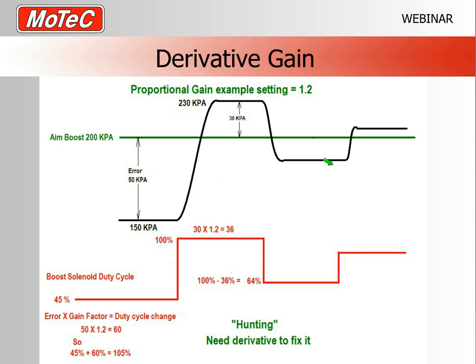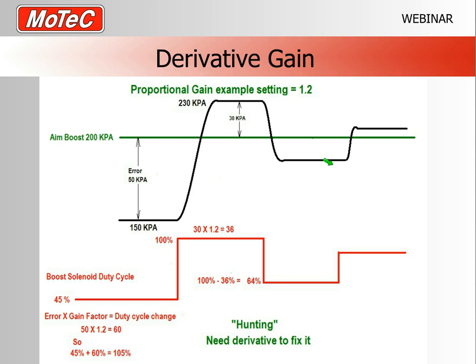So we're back at our same error, 50 kPa. Now, in this case, we're starting with the same duty cycle, 45%, and the calculation comes out at 50 times 1.2, which is 60. Alright, so 45 plus 60 calculates to 105, which would be 100% duty. So the solenoid goes to 100% duty, and bang, up comes the boost. Beautiful. This is the kind of response we want to see when we want boost. I mean, when the customer wants to get this engine to make power, we need the boost to come up. So here we have the boost coming up.